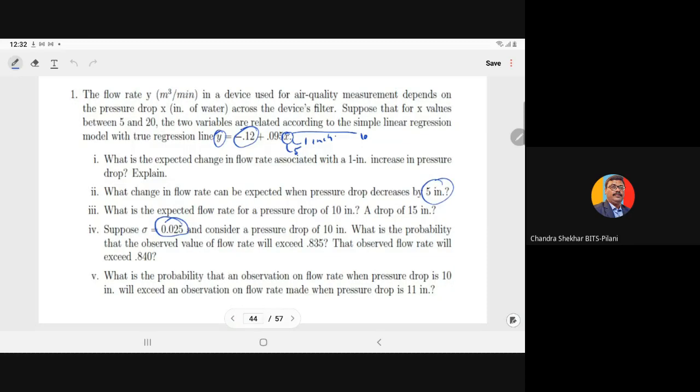Now, in the last part of question number one, it is asked what is the probability that an observation on flow rate when pressure drop is 10 inch will exceed the observation on the flow rate made when pressure drop is 11 inch. So they are asking what will be the probability that the flow rate when pressure drop of 10 inch is made exceeds the flow rate when pressure drop is 11 inch.